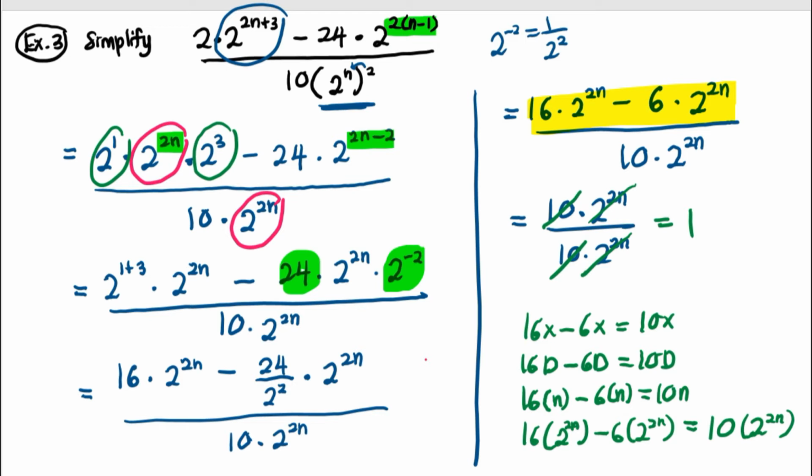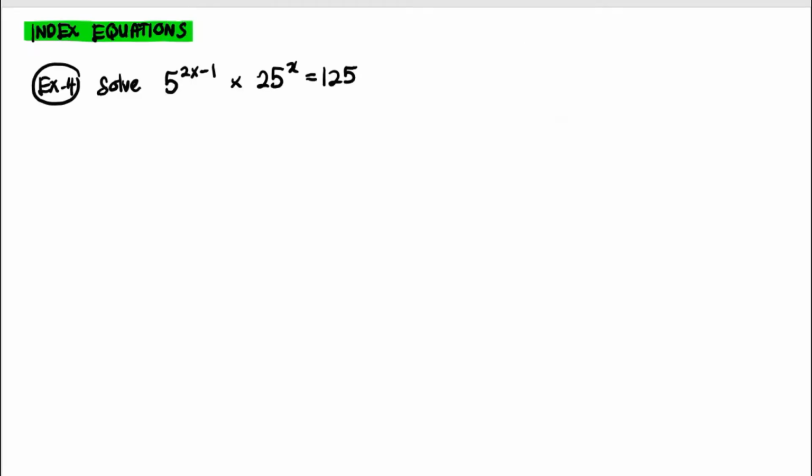Now we are going to proceed with the index equation, the equation which involves the index. Suppose we have this kind of equation. So what should we do? We should have the same base actually. In this case, with the base 5, because we have 5 to the power of x minus 1.